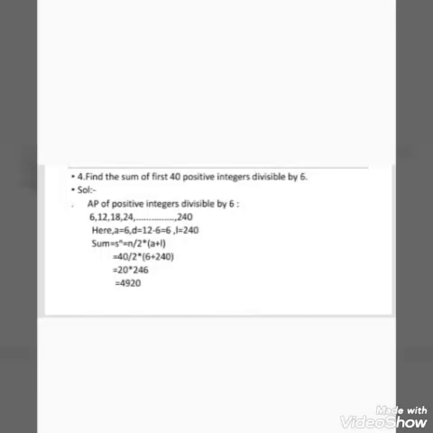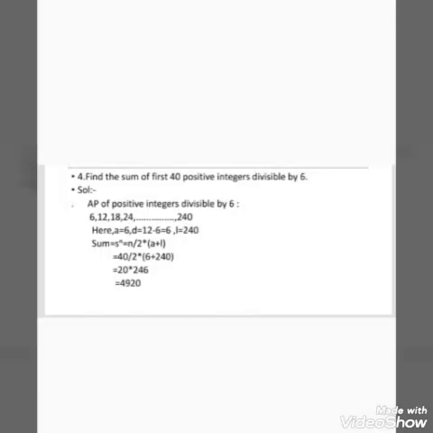Here what is A? A is 6. D is also 6 because it is multiples of 6, and the last term, denoted by L, equals 240. So we have to find the sum of this AP. It is a very easy question also. So sum Sn equals n by 2 into A plus L, where L is the last term and A is the first term, as you know.